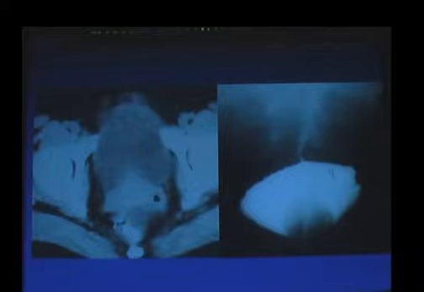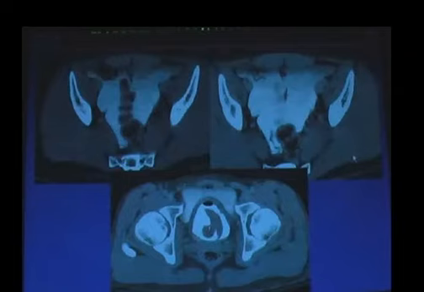So make sure when you're going on those long car trips, you stop and take a bathroom break every now and then. This is another case, intraperitoneal rupture. In this case, we had contrast material placed into the bladder. You can see that there's actually blood clot down in the bladder, and you can see the extravasation of contrast material into the abdomen. And this is a case of extraperitoneal rupture.